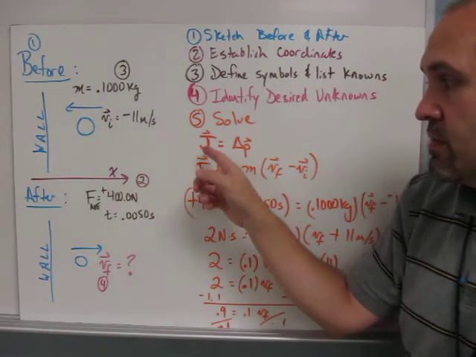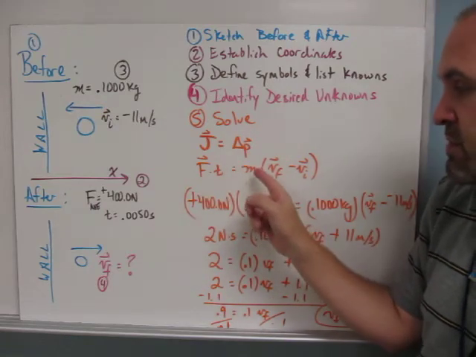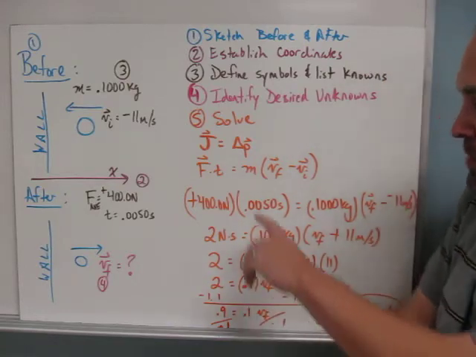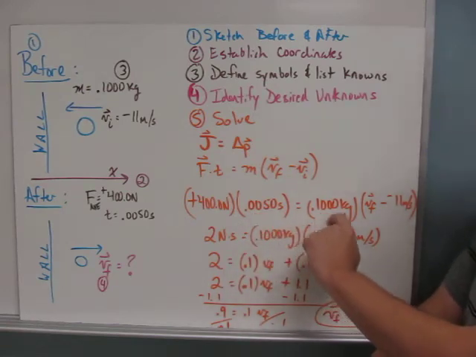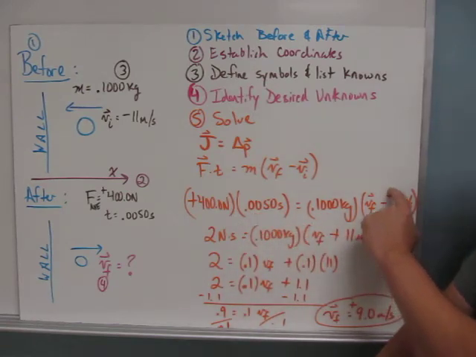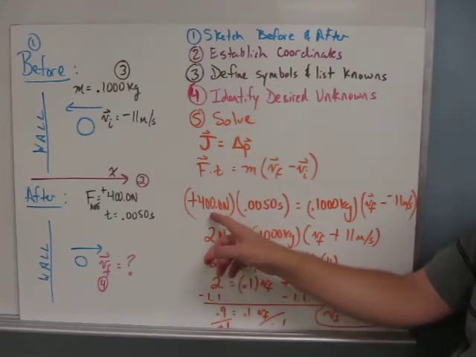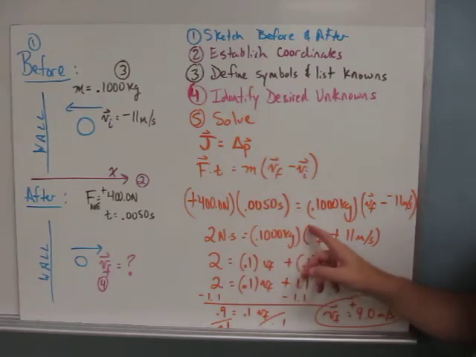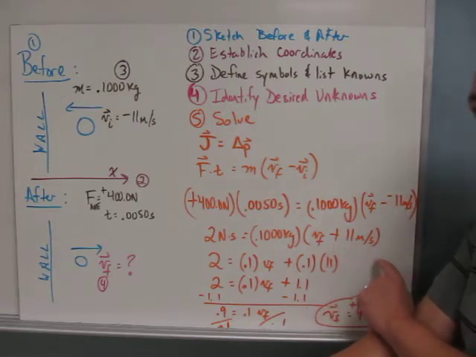So again, impulse equals change in momentum. Force times time is impulse. Change in momentum is mass times the change in velocity, because the mass isn't changing for the ball, just the velocity. And then we substitute. So 400 times 0.005 equals 0.1 times VF minus a -11 over there on the right. So step by step, 400 times 0.005 is 2. And then 0.1 times the quantity VF. Now minus a -11 is the same thing as adding 11. So I just did that there.